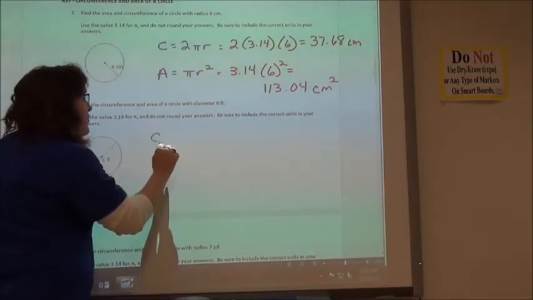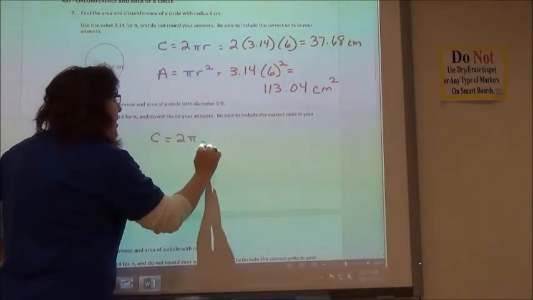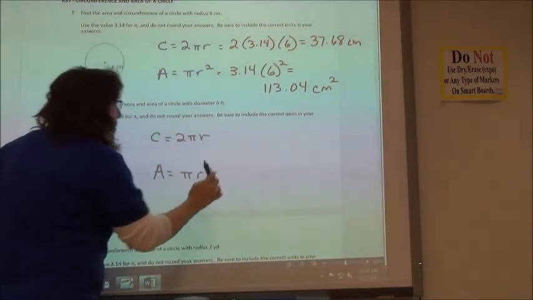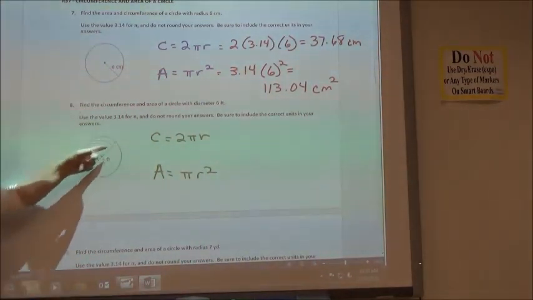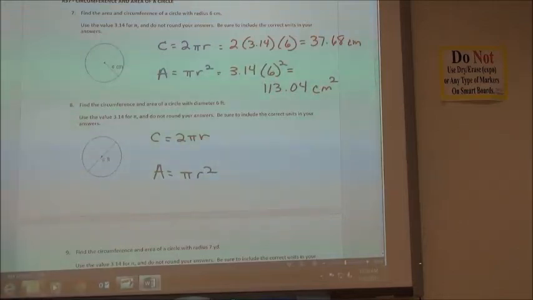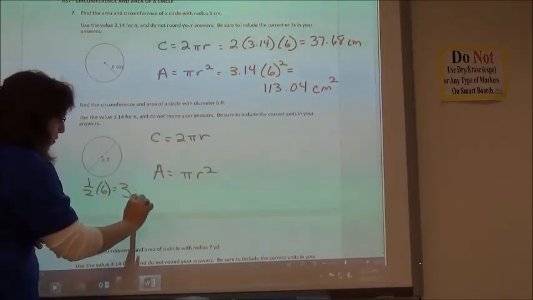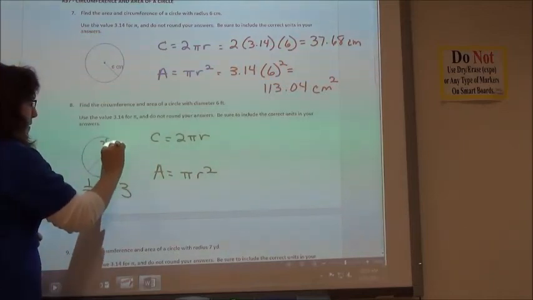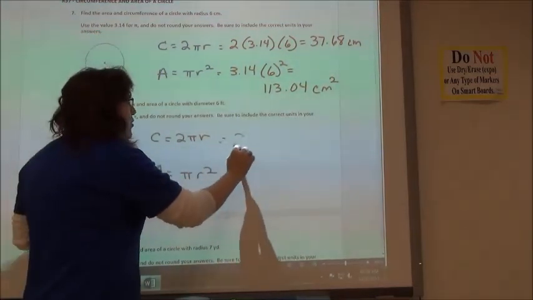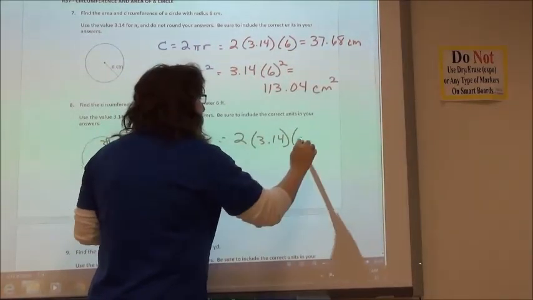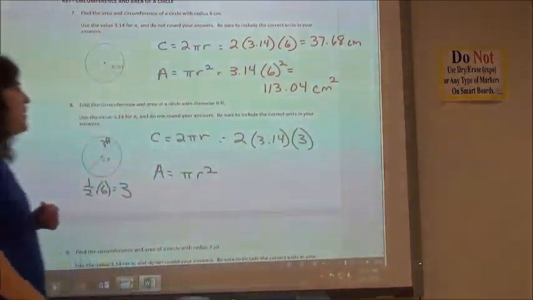Number 8, they ask for circumference first and then area. So circumference again, we're going to do 2 times pi times r. Area, we're going to do pi r squared. However, on this one, they give you the whole diameter instead of just the radius. When they give you the diameter, you take half of that to find the radius. So, of course, half of 6 is going to be 3 for our radius. So we're going to take 2 times pi times the radius, which is 3, in order to find our circumference.